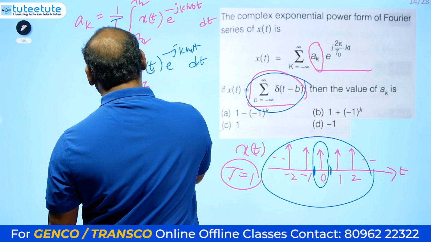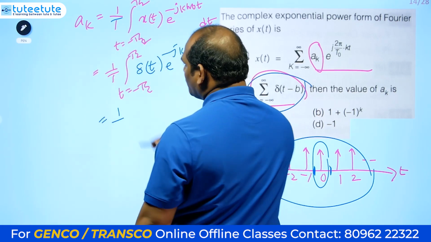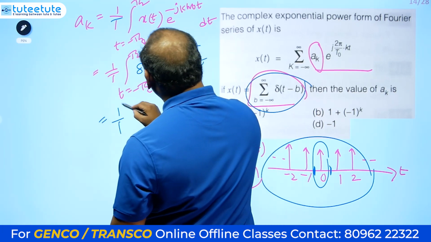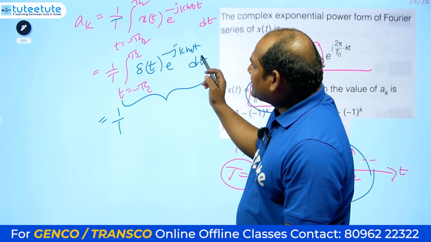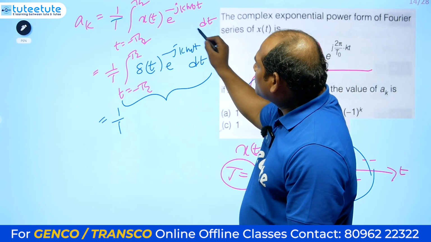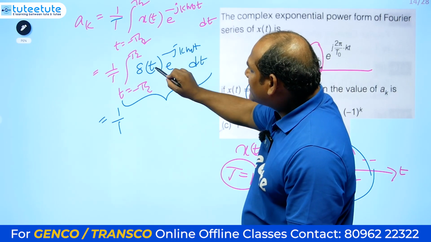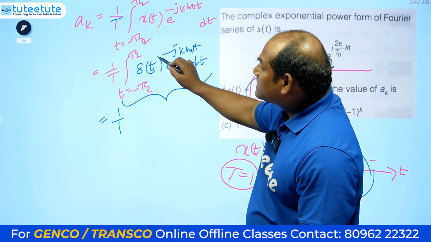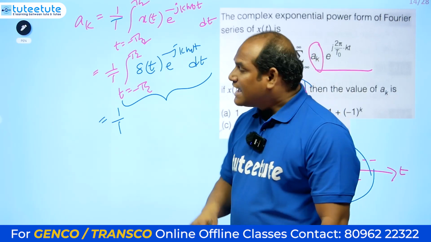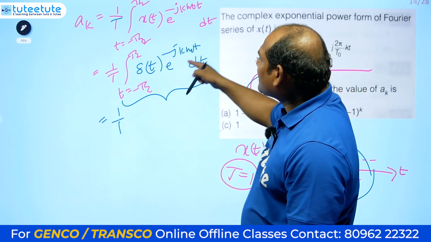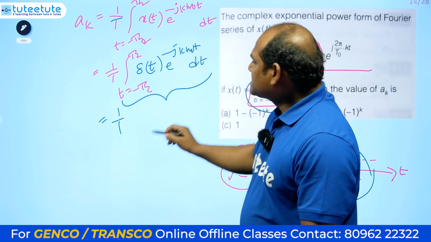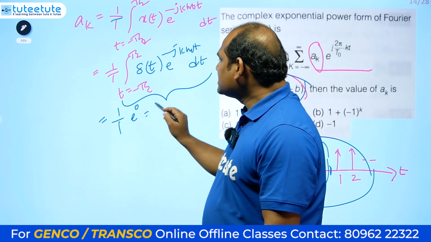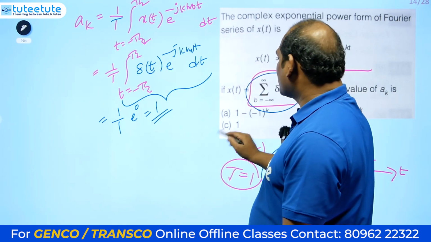So it is equal to 1 by, what is the time period value? 1. So 1 by 1, what is the value of this integral? According to the impulse property, when you have a general signal, then at the time instant where this particular impulse is existing, we need to take the value of the general signal. So the impulse exists at t equal to 0, so e power 0 is 1. So 1 is the answer. Okay, 1 is the answer.